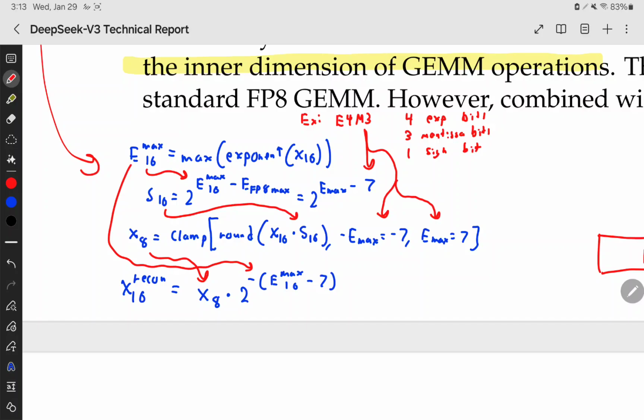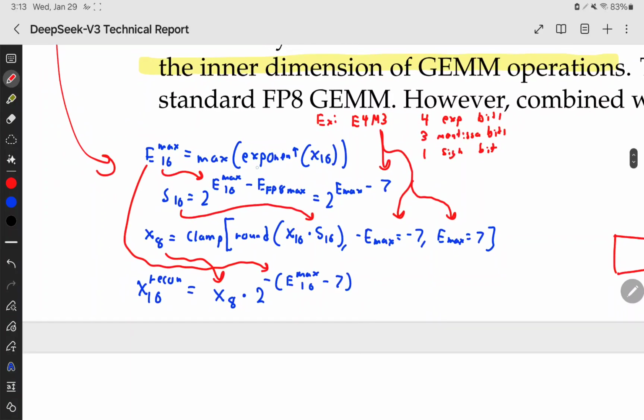Note that we have to store this value in a floating point 16 format, so we have to store it in the original format. This exponent here. Or actually, no, since we're using bfloat 16, you just store the 8 bits. Bfloat 16 has 8 bits in the exponent, so all you have to do is store that. So it's just your 8 bits that you're storing for this.